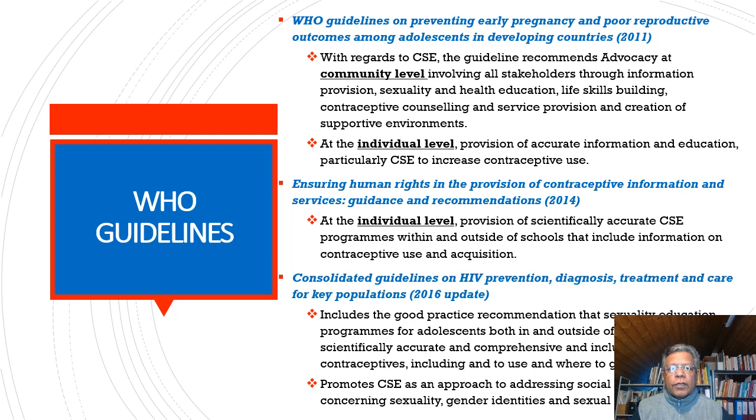This slide lays out the outlines of 3 WHO guidelines which address sexuality education explicitly. WHO guidelines on preventing early pregnancy and poor reproductive outcomes among adolescents in developing countries, ensuring human rights in the provision of contraceptive information and services, guidance and recommendations, consolidated guidelines on HIV prevention, diagnosis, treatment and care for key populations. Further details are provided in this slide, and these guidelines are available on the internet and on request from the Geneva Foundation for Medical Education and Research.